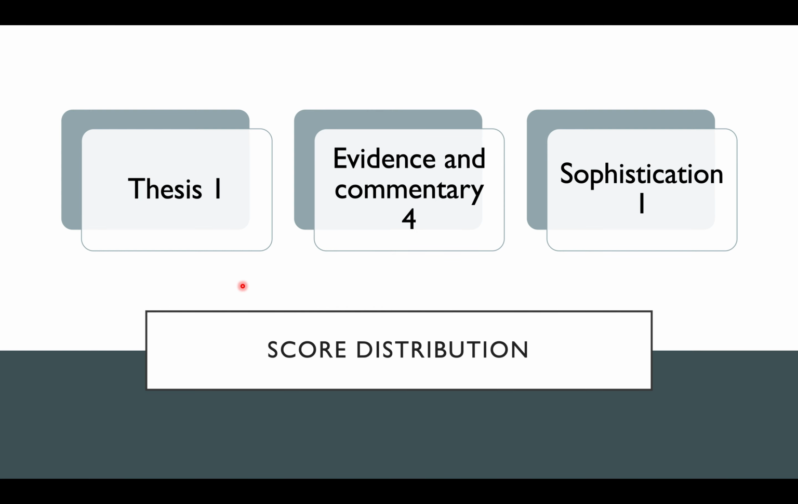The thesis point is one of the 6 points that you can get in the exam for AP English Language and Composition. The 1 point that is given is often given to the thesis, and it is often found in the introduction. So my discussion today will be about how introductions can help you achieve this 1 point for the thesis. You could also get up to 4 points for evidence and commentary, and up to 1 point in sophistication. I will make 2 other videos about those later on.